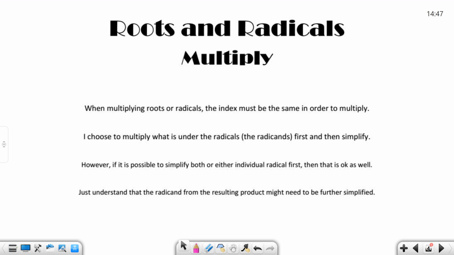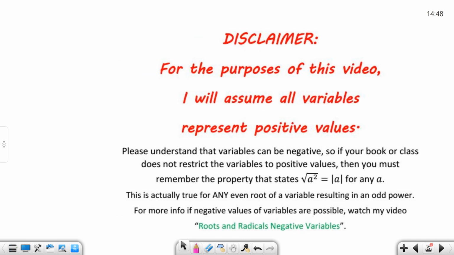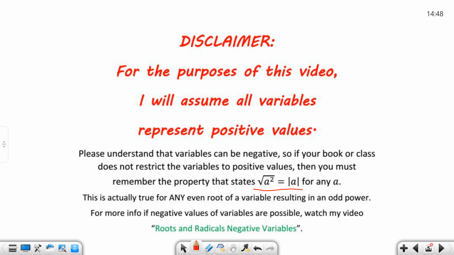But I want you to understand if you do that, the radicand from the resulting product might need to be further simplified. Here's my disclaimer. For the purposes of this video, I will assume all variables represent positive values. Please understand that variables can be negative, so if your book or class does not restrict the variables to positive values, then you must remember the property that states the absolute value of a squared equals a for any a, all right?